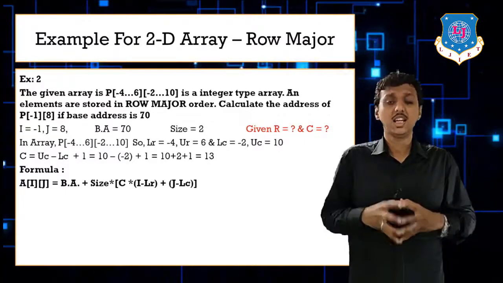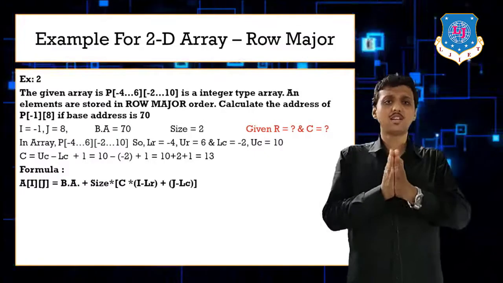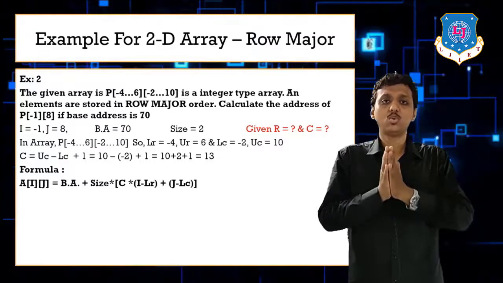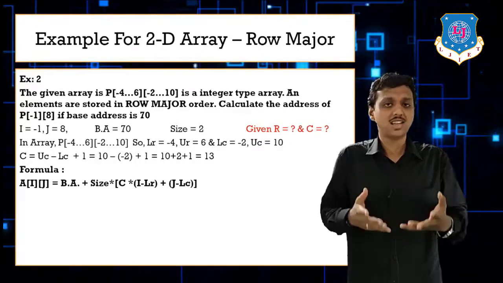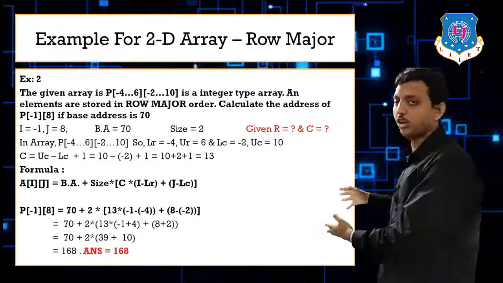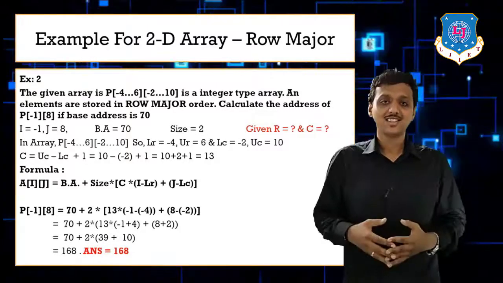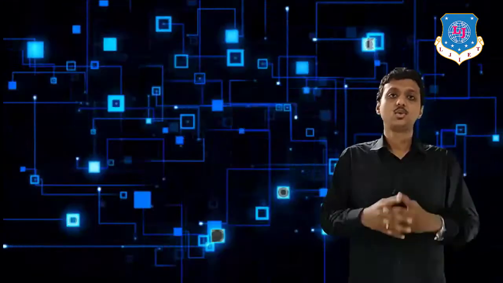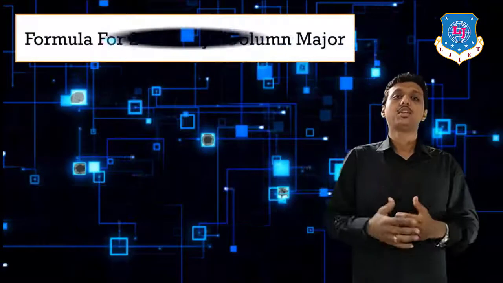A of ij is equal to base address plus size multiplied by bracket C into I minus LR plus J minus LC, bracket complete. Just put all the values into the formula and get the answer. Fine. So here the answer is 168.